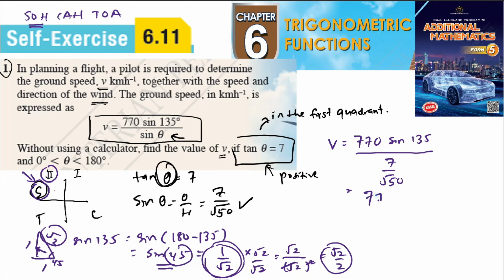So here we get 770 sine 45, which is 1 over root 2 divided by 7 over root 50. So here we get 550 km per hour.